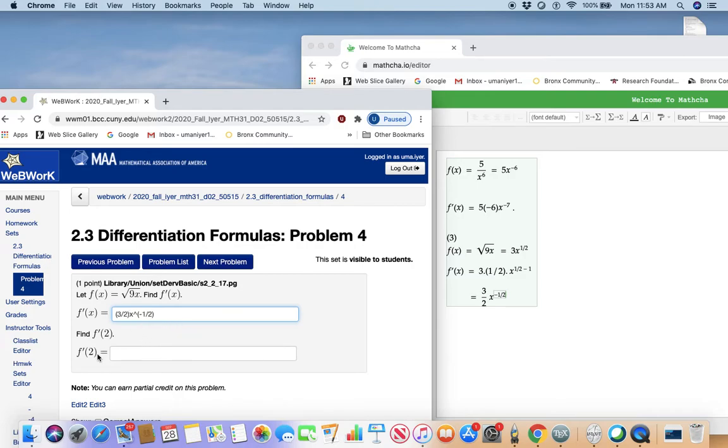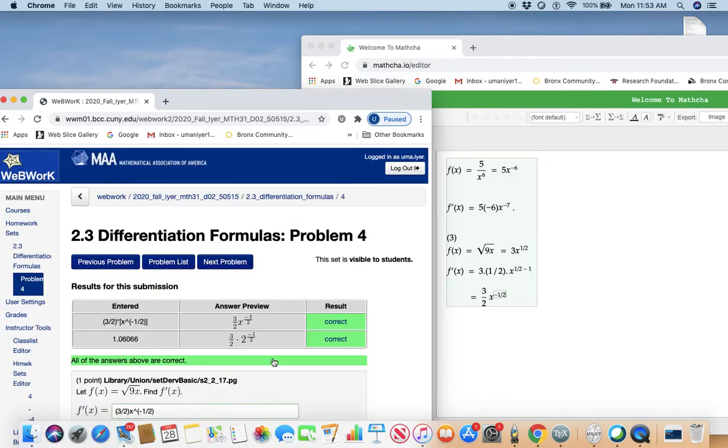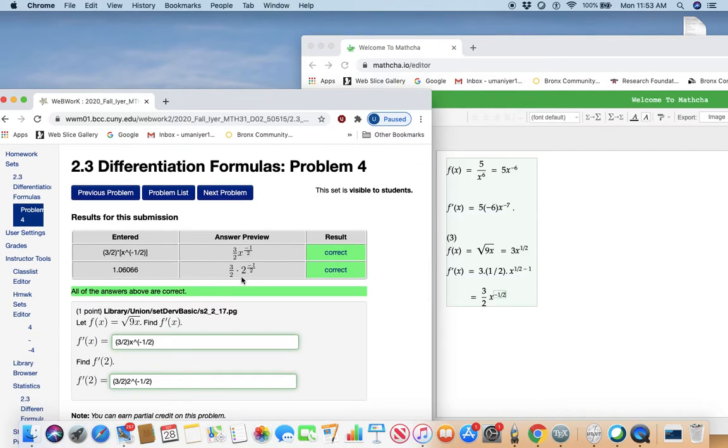So what's the story? So this was the derivative. If I'm asked to find the derivative at 2, all that means is I have to replace that x by 2. No need to calculate anything. Simply write, replace x by 2. Okay? And that's it. WebWork does the calculation for you. You don't have to find that value.